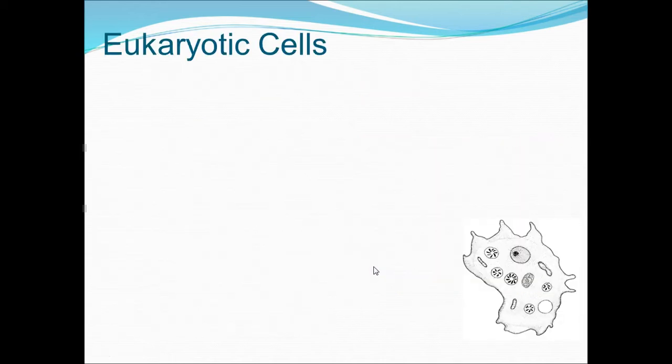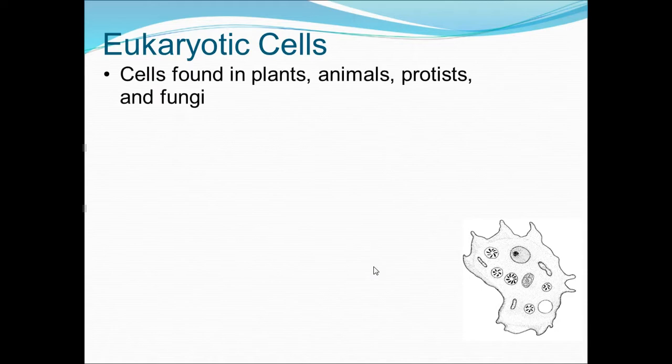Eukaryotic cells, think eukaryotic are in you. These are the cells found in plants, animals, protists. Protists are things that live in pond water, like paramecium, and fungi, which are mushrooms.